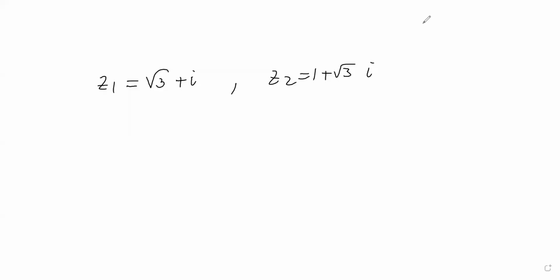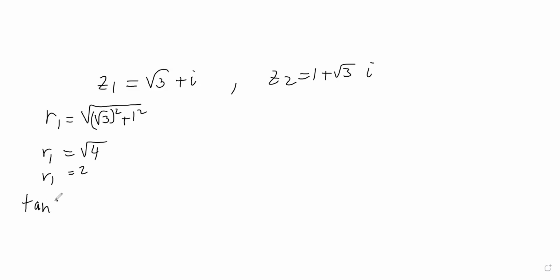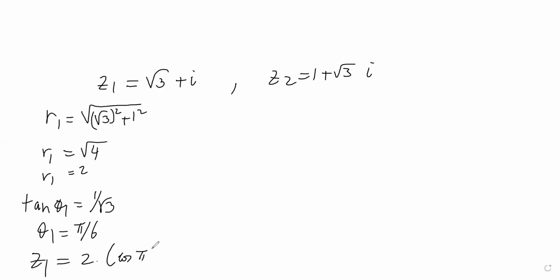So let's write the z1 in polar form first. So we'll compute r1. R1 is square root of 1 squared plus square root of 3 squared, which is square root of 4, and that is 2. So r1 equals 2. And then we'll compute theta 1. So let's say tangent theta 1 equals 1 over square root of 3, which means theta 1 will equal pi over 6. So then I'll write the z1 as 2 times cosine of pi over 6 plus I sine of pi over 6.